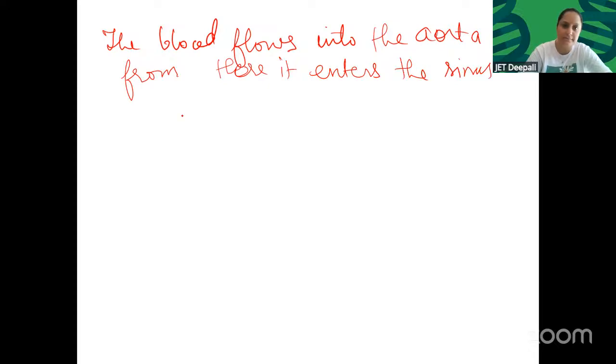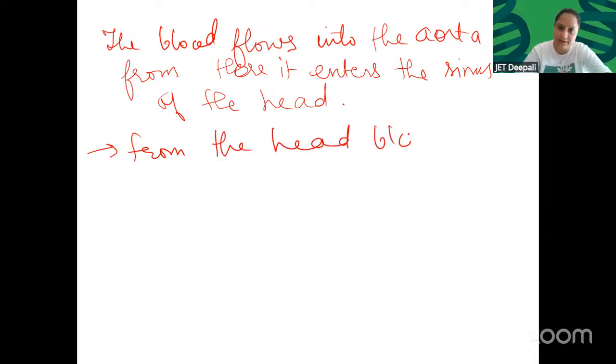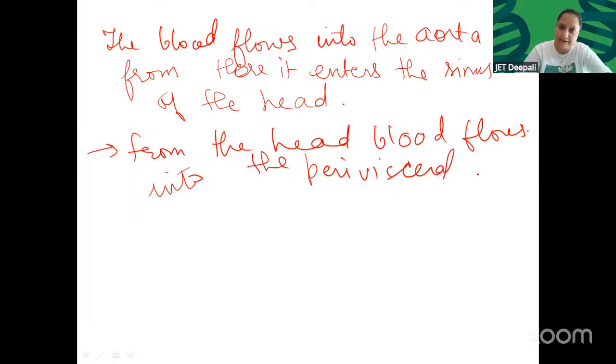Sinus of the head means the blood flows into the aorta, and from there it enters the sinus of the head, meaning there are sinuses in the head. Okay, from the head sinus, the blood flows into the perivisceral and sternal sinuses. Sternal means relating to the sternum, this bone, the sternum bone.